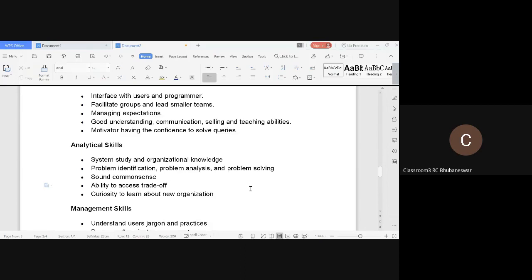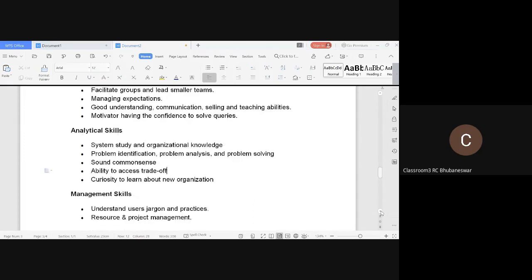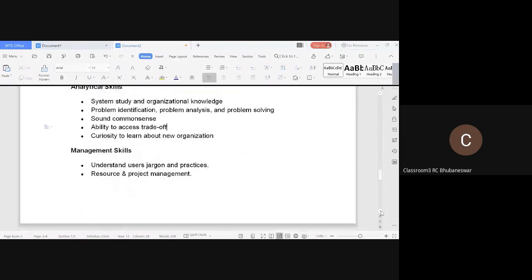Now, curiosity to learn about the new organization. Yeah, without curiosity, no one can be an expert. Even though I know all of you are experience holders, I am very happy to see your curiosity. Two fellows are HR at Vedanta, two are running their own business, and two or three have also left their jobs and again you are studying. It means you have curiosity.